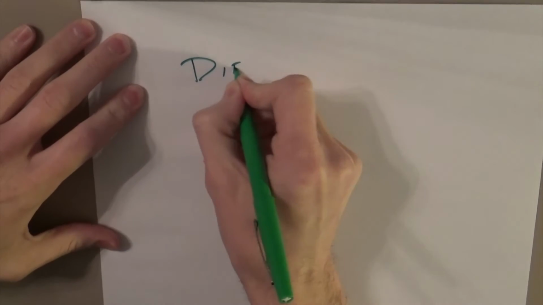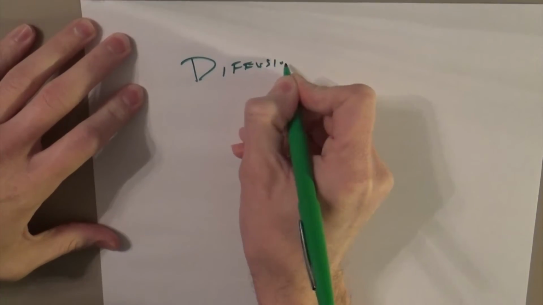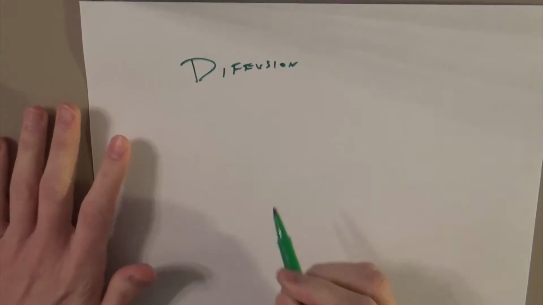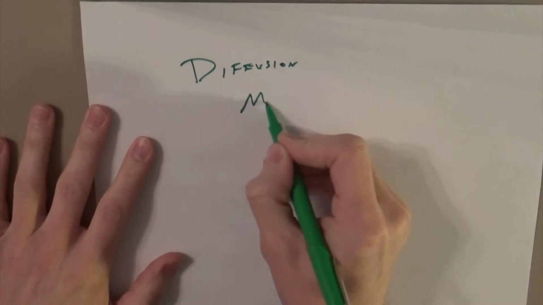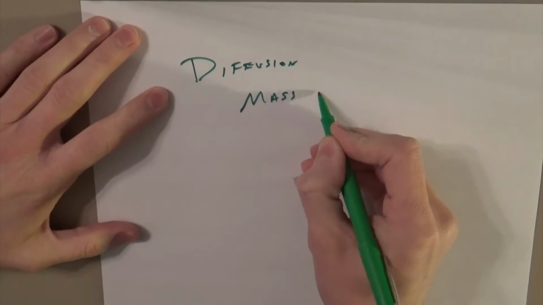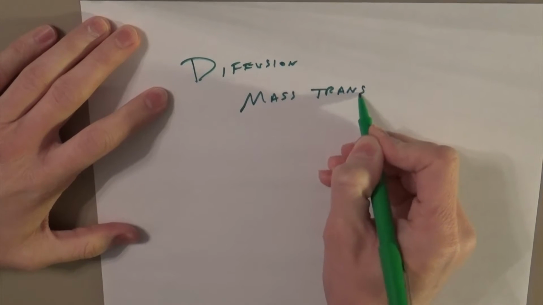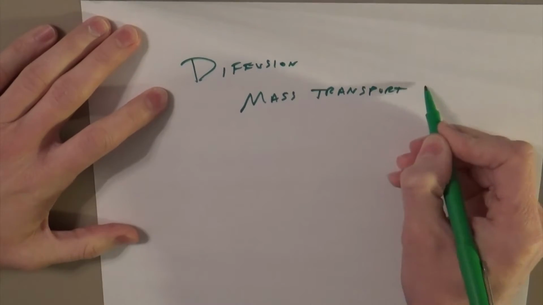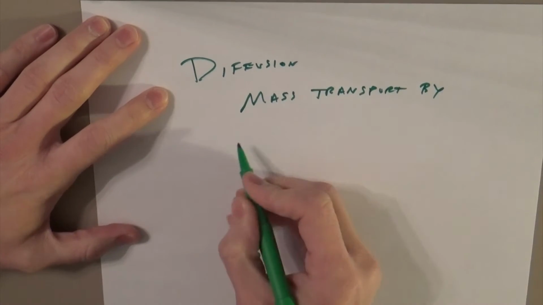Okay, so now let's talk about diffusion. Let me zoom out here so you can see the page. Diffusion is, well, let's just talk about it. Diffusion is a process for mass transport by atomic motion.